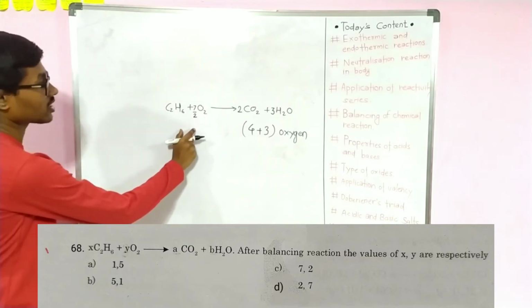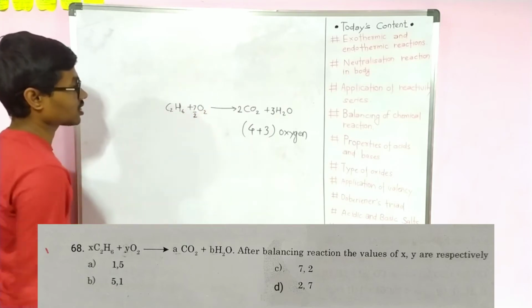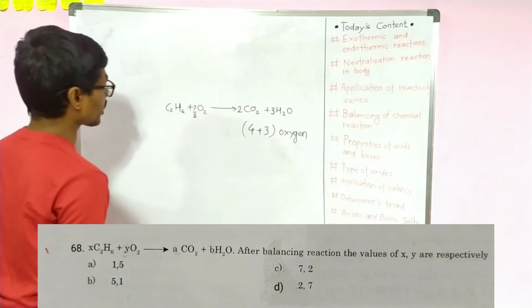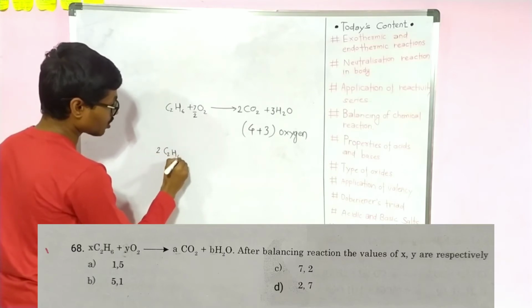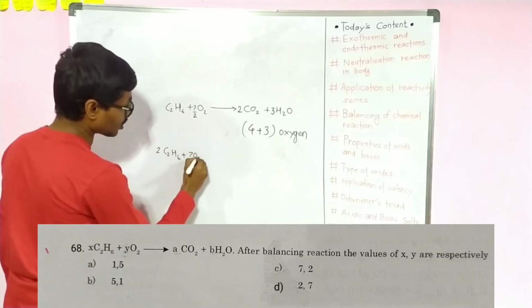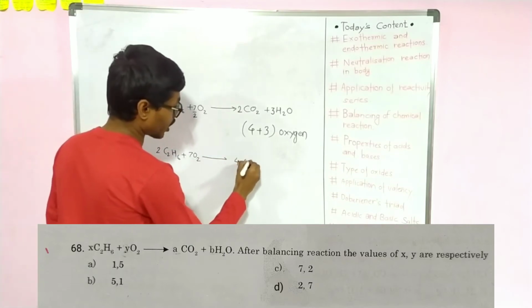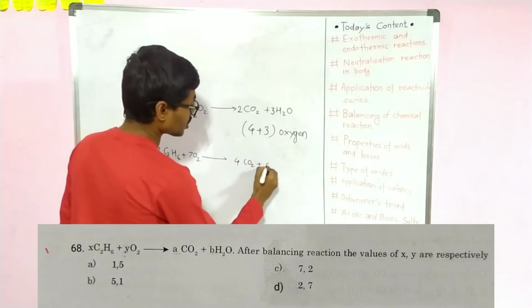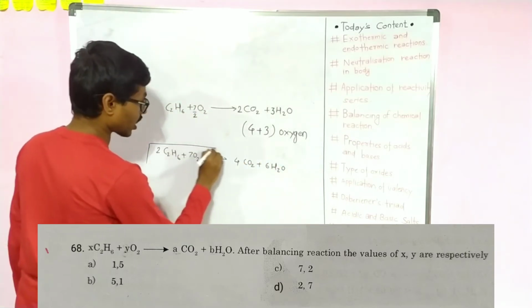But in a balanced reaction, we do not give fractions. So if we multiply the overall reaction by 2, we get 2 moles of ethane plus 7 moles of oxygen. It gives 4 moles of carbon dioxide plus 6 moles of H2O. This is the overall balanced reaction.